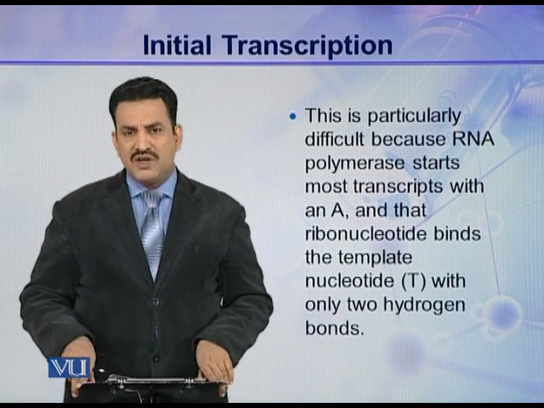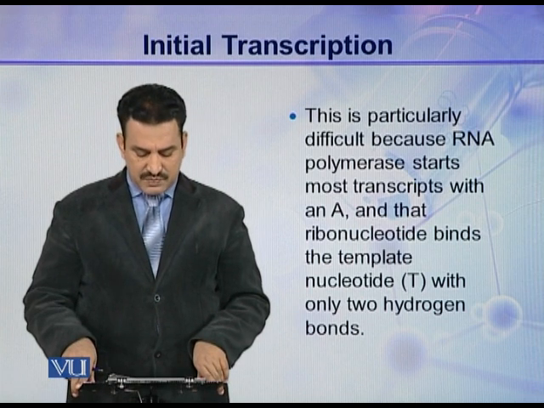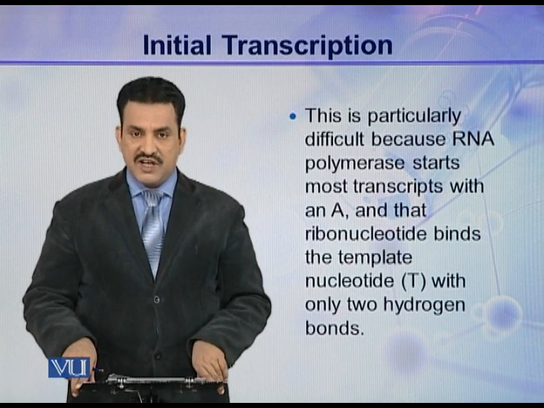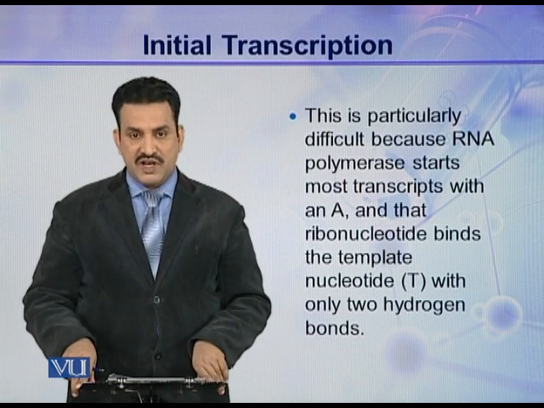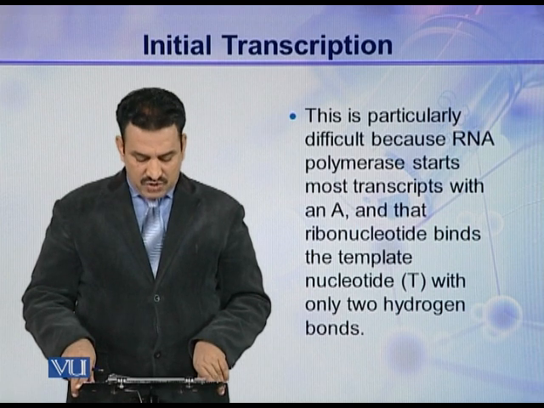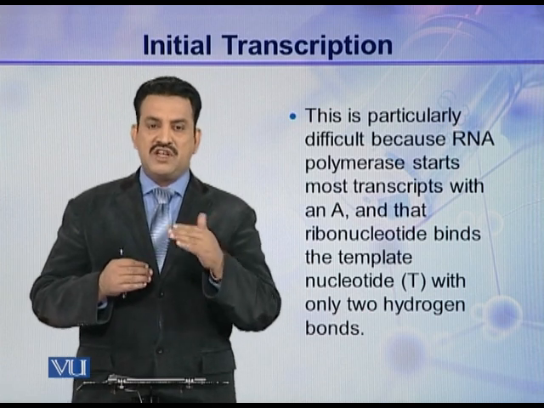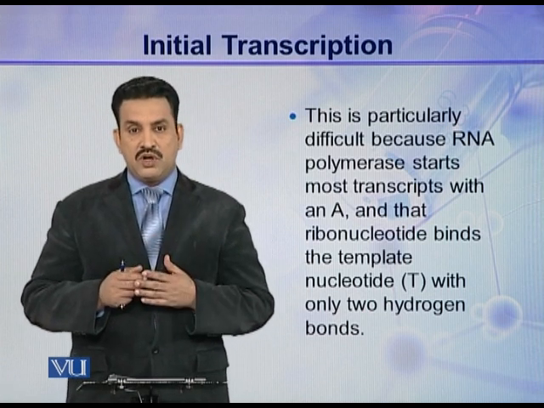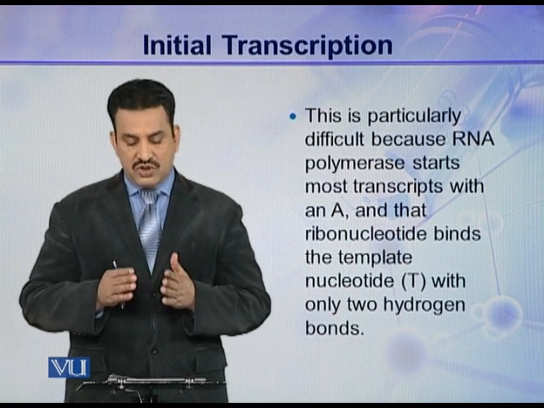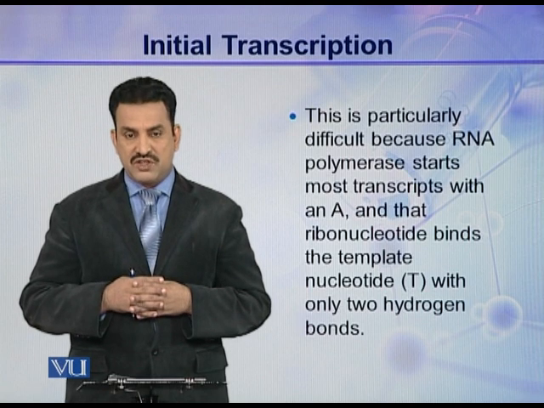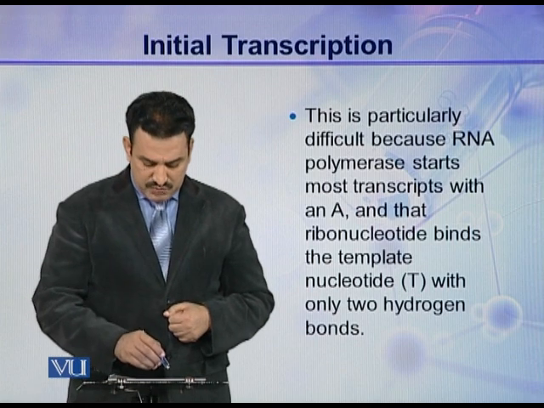This is particularly difficult because RNA polymerase starts most transcripts with an A, meaning adenine, and that ribonucleotide binds the template nucleotide T with only 2 hydrogen bonds, because there are 2 hydrogen bonds between adenine and thymine, in contrast to 3 hydrogen bonds between G and C. So here only 2 hydrogen bonds are present, so it is difficult to keep these in position.